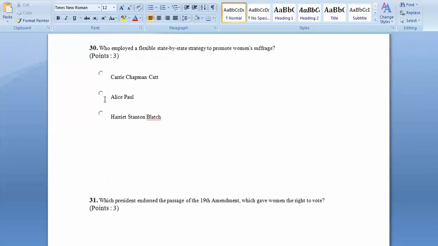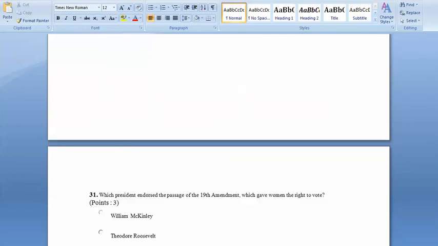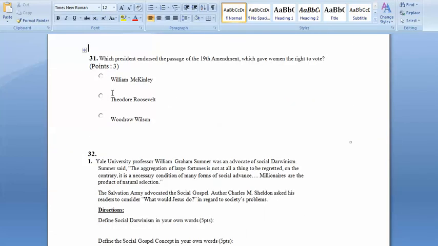Back down to number 30, who employed a flexible state-by-state strategy to promote women's suffrage? Was that Carrie Chapman Catt, Alice Paul, or Harriet Stanton Blatch? Number 31, which president endorsed the passage of the 19th Amendment, which gave women the right to vote? Was that William McKinley, Theodore Roosevelt, or Woodrow Wilson?